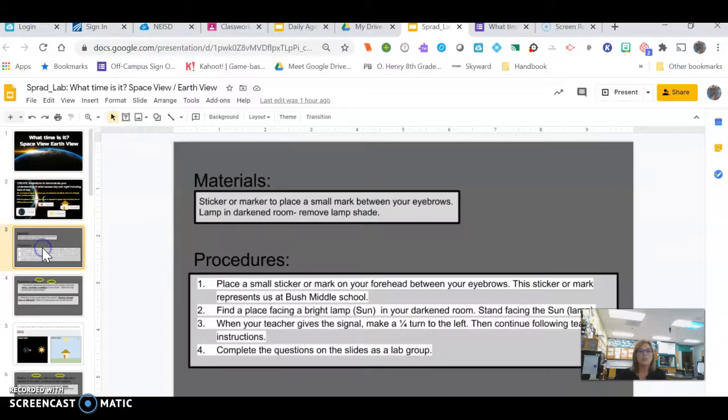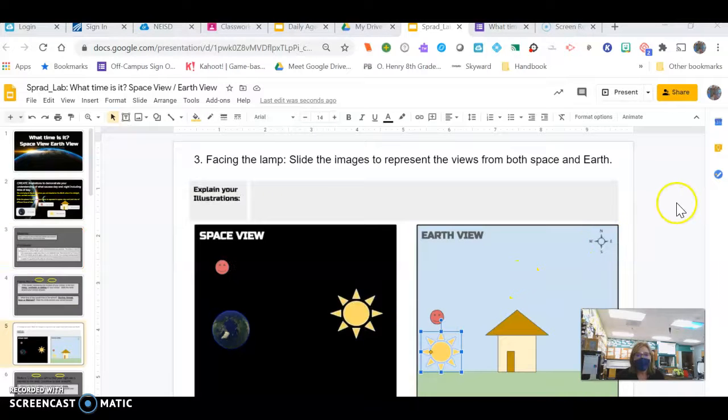So here's your instructions. You've got a sticker, put a dot between your eyes, whatever. You're going to pretend that you are a person. This is my little Buzz Lightyear, standing on my earth, which is my head, okay? Okay, I'm back. We just had a change where kiddos came back in the classroom.